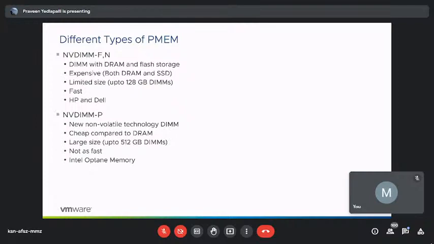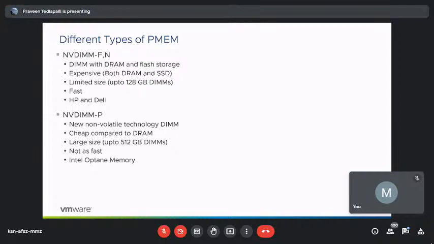And Intel sells this DIMM. It's called Intel Optane memory. You can buy that for a much cheaper price compared to DRAM. So if you want to buy 128 GB DRAM DIMMs, let's say it's $400. This 512 GB DIMM is only like $600. So it's 4 times the capacity, but only 1.5 times the price. That's the main advantage of this NVDIMM-P.